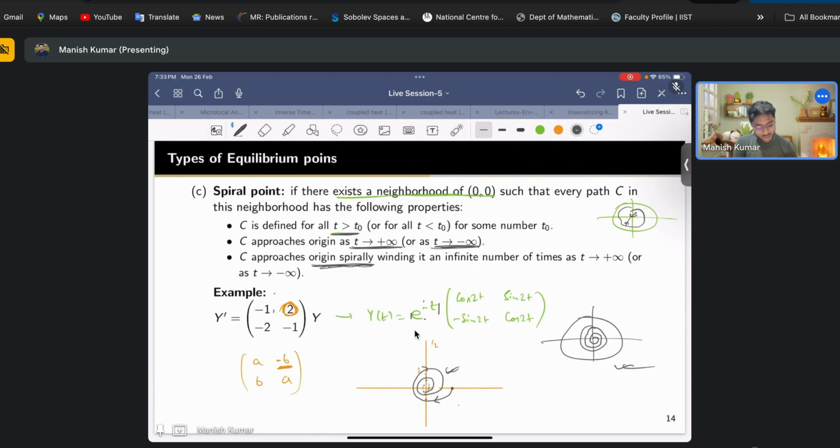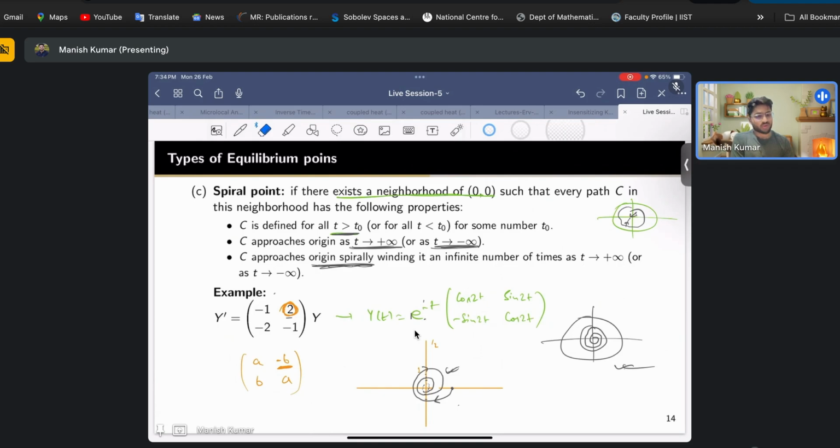Now the direction, or how we put this arrow, depends on the sign. If the diagonal elements are positive, then it is going to infinity, otherwise it will converge to 0, 0, right? The second thing, which is not of importance, is the sign of this b. If it is positive, it will be either clockwise or anti-clockwise, that is not important as of now.